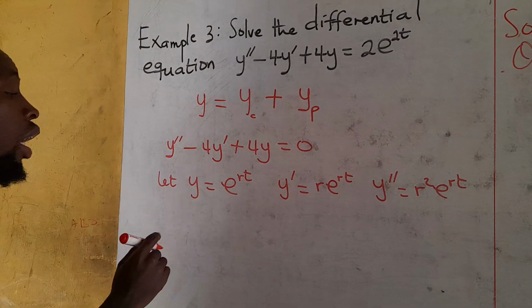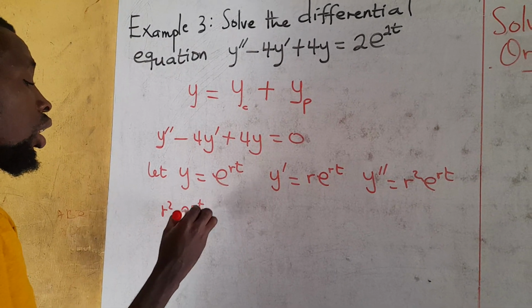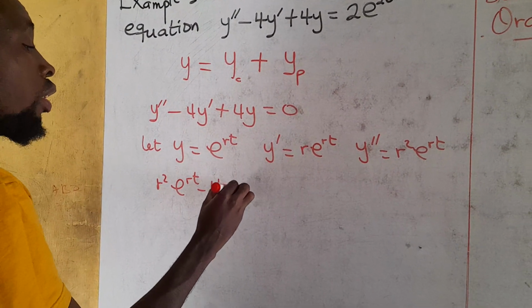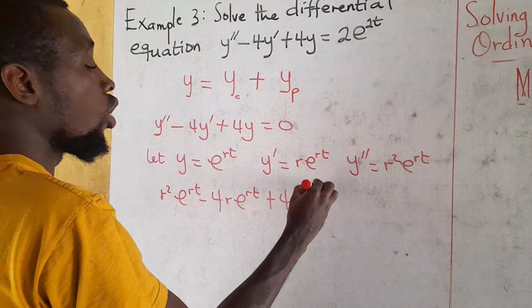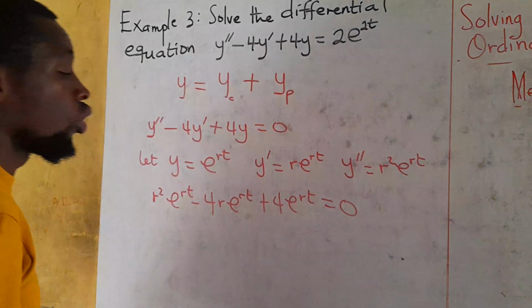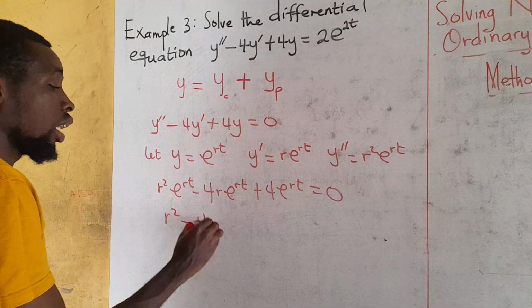We substitute back. So we get r^2 e^(rt) - 4re^(rt) + 4e^(rt) = 0. What is common? e^(rt) is common. I'll factor it out.